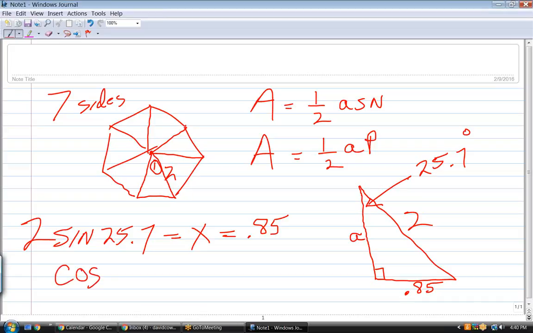So the cosine of that angle is equal to the adjacent, the apothem, divided by 2, which makes the apothem 2 cosine of 25. So you got to the right answer. It's just you did it in 1 step instead of 2. I want to make sure you're totally clear as to how we do these. So let's put a number on the apothem also.